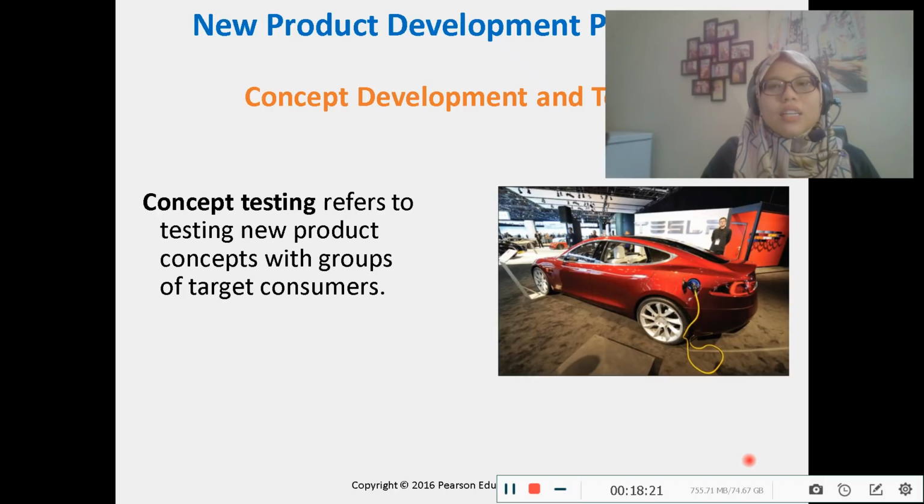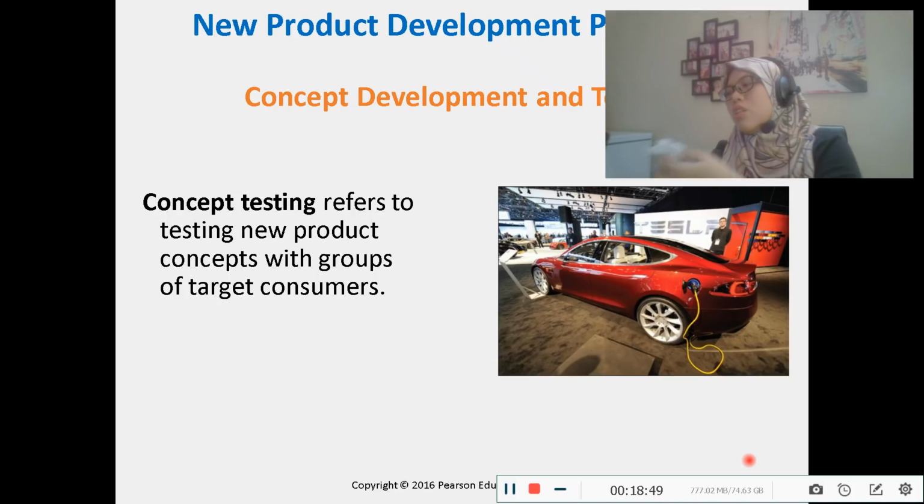And when you want to test, you would like to test the product with the target market or the target customer that you have selected. Because sometimes the product is good, but the target market is actually wrong. So that's why you need to test the concept first. Is it suitable for the specific target market that you have selected? Awak nampak kereta merah tu, itu adalah Tesla, electric punya car. Okay?